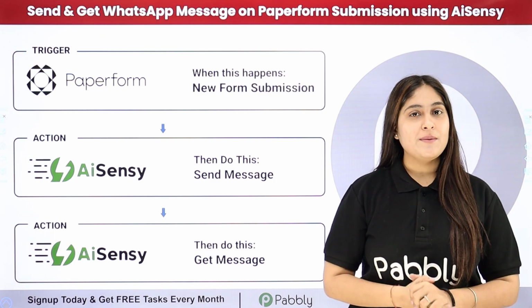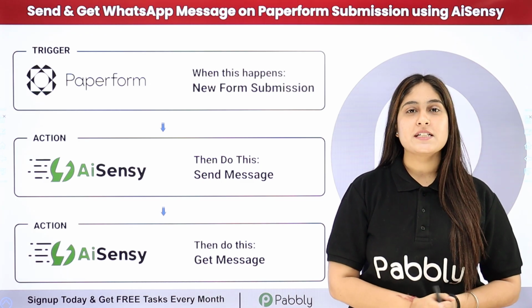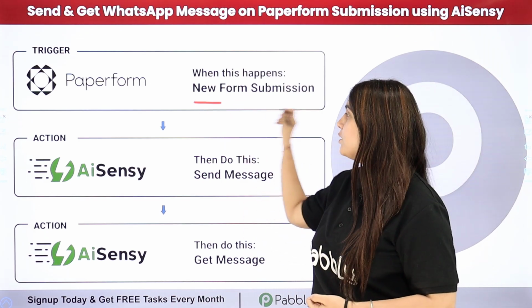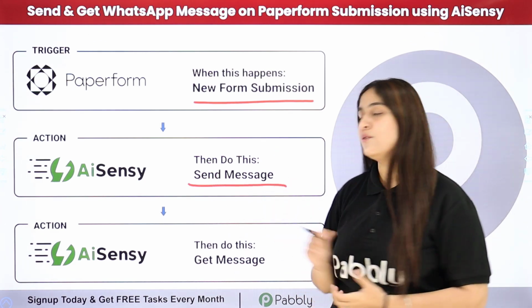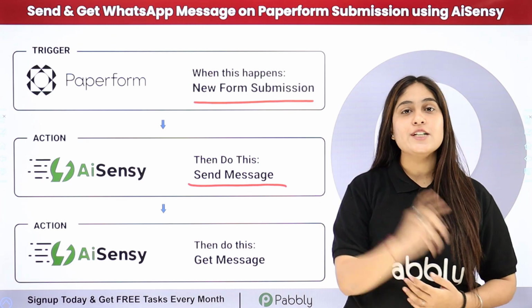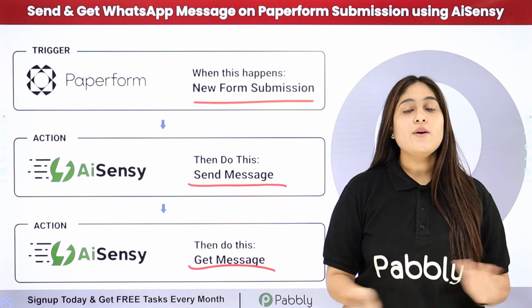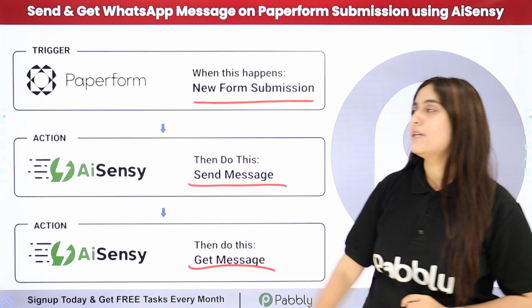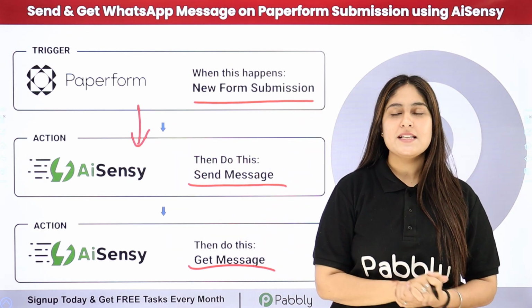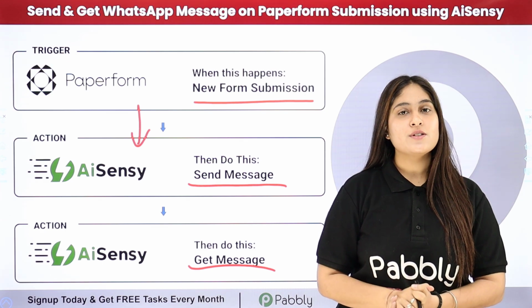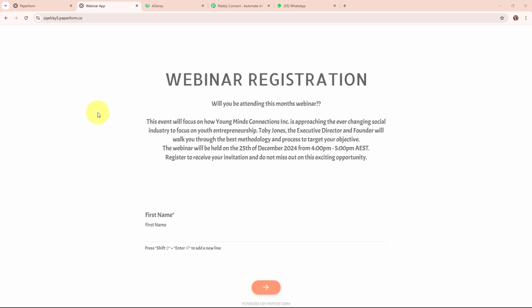So I am hosting an online webinar and I have created a webinar registration form using Paperform. So now here my objective is that whenever I receive a new form submission, then automatically and instantly my registrant should receive a WhatsApp message on his or her phone number, and after that instantly I should receive a WhatsApp message on my phone number with all the registration details. So now here to automate the entire process, I need to connect my Paperform with my WhatsApp by AiSensy account using an automation software named Pabbly Connect. So to see the working of this automation and to learn this process step by step, let me take you to my screen. Welcome to my screen.